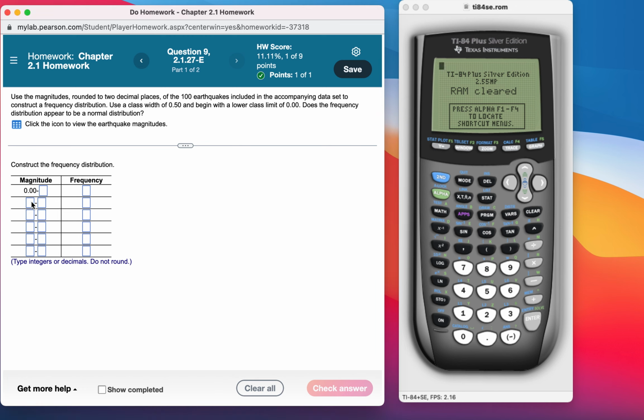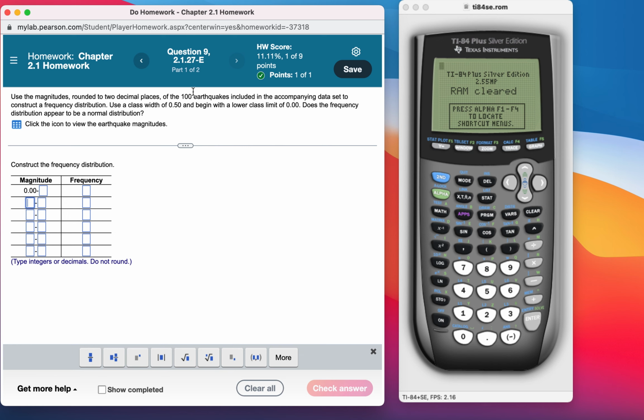So let's set up our lower class limits first because we know the class width is 0.50. So the next class will begin at 0.50 and then it'll go to 1.00 and then it will go to 1.50 and then 2.00 and 2.50.